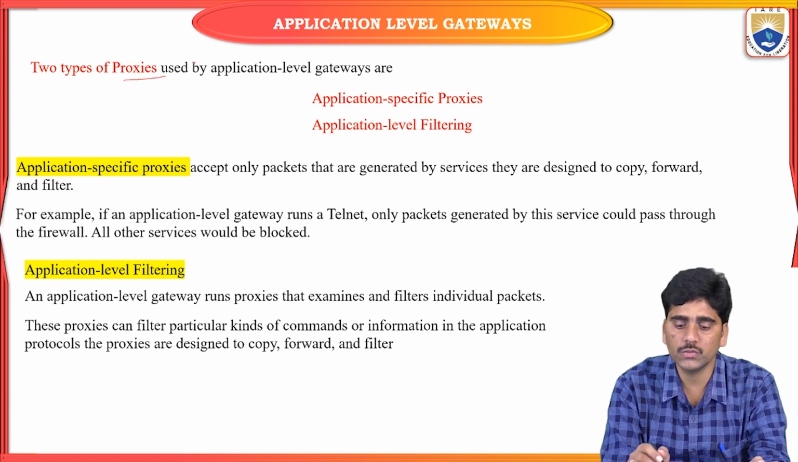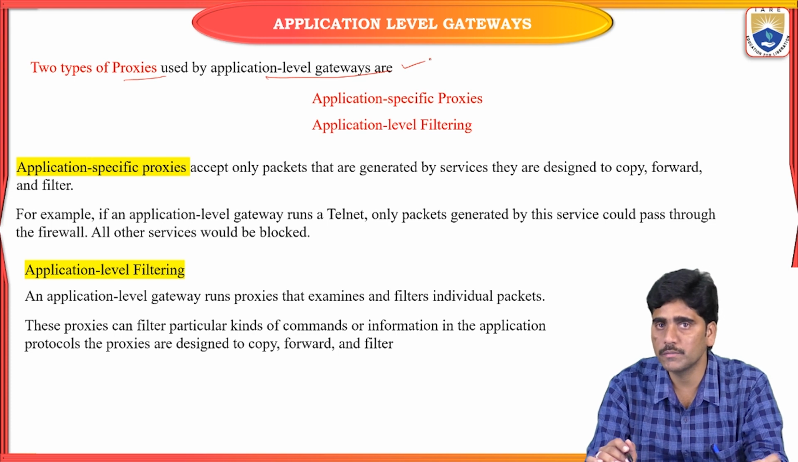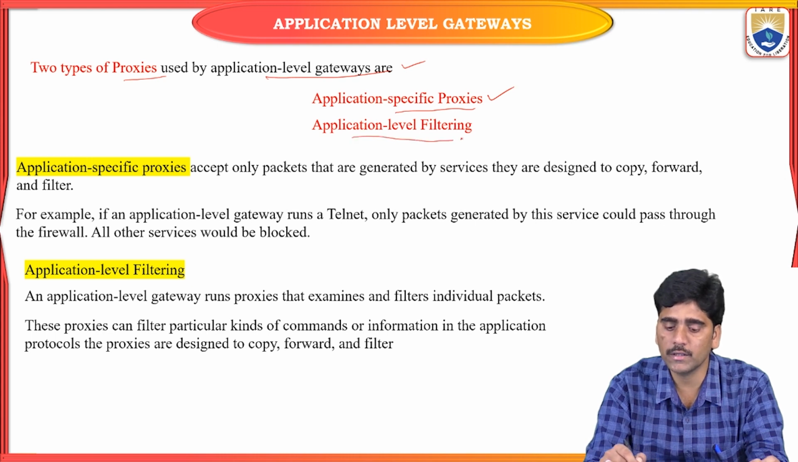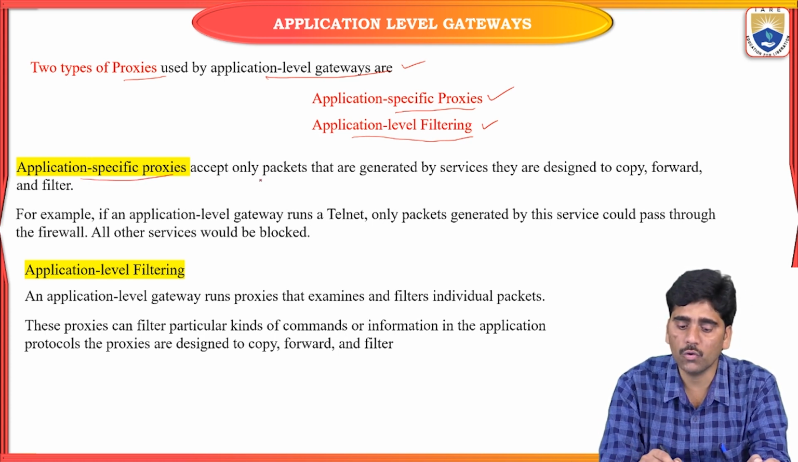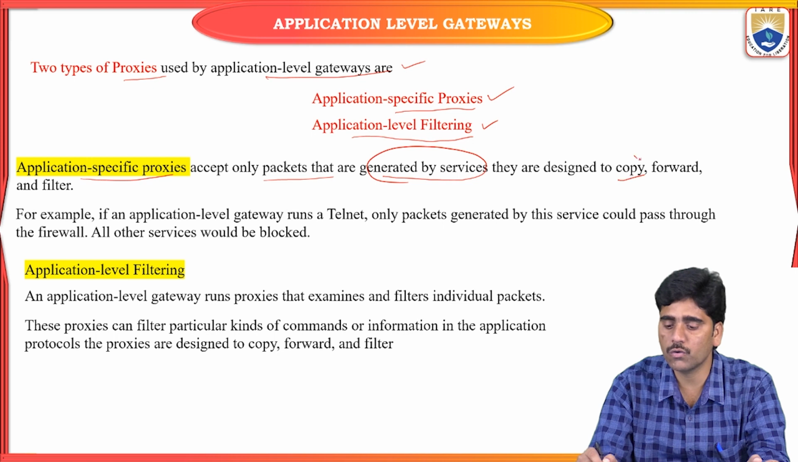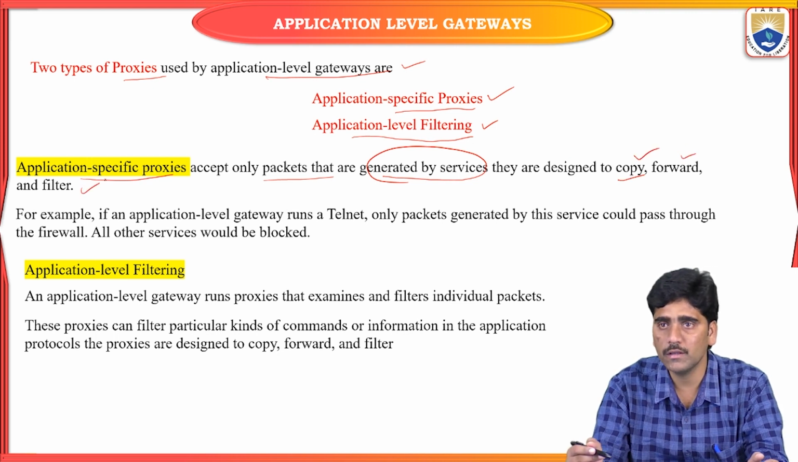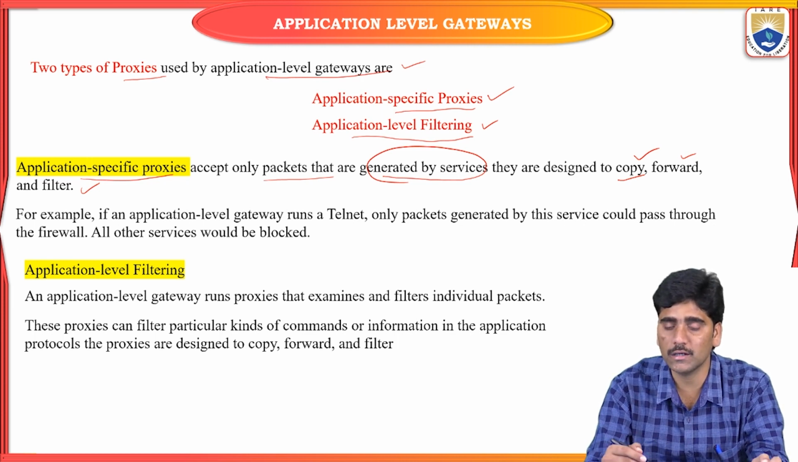There are two types of application level gateways. One is application specific proxies and the second one is application level filtering. Here the application specific proxies accept only packets that are generated by the services they are designed to copy, forward and filter.